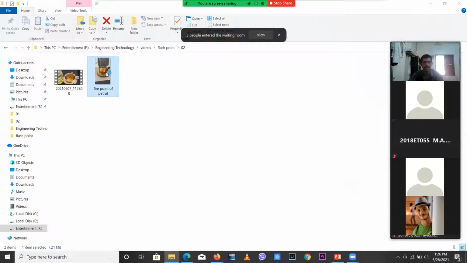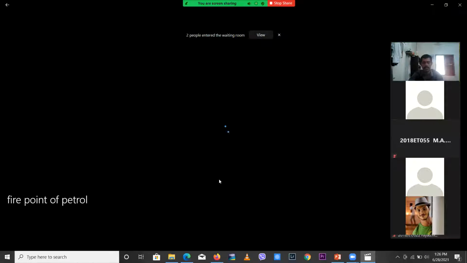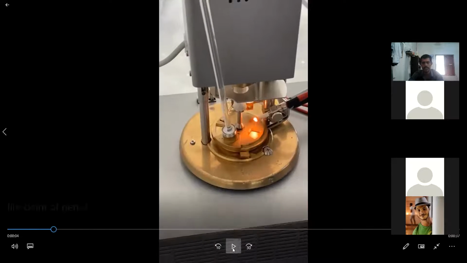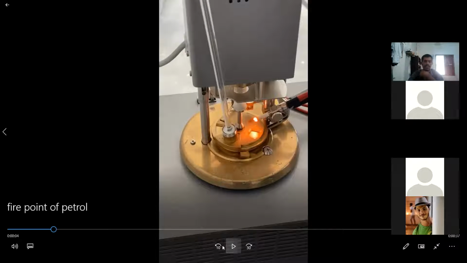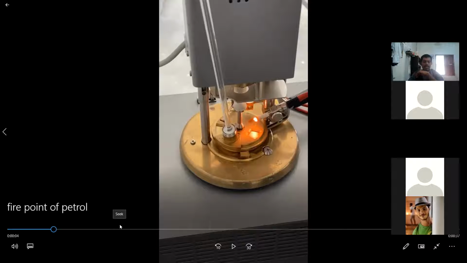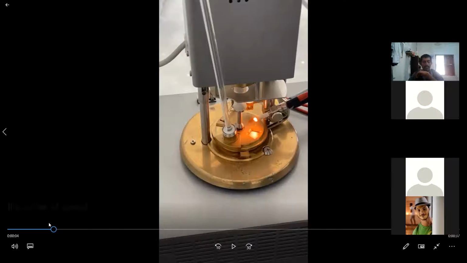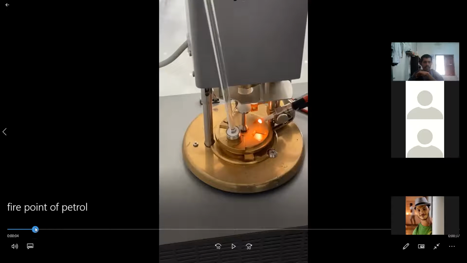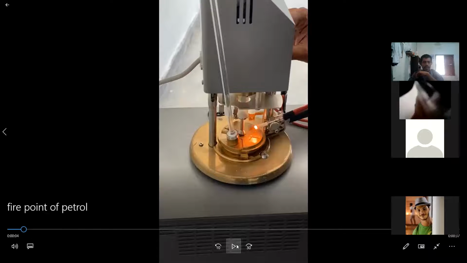We recorded another video separately inside this cup. You can see that it is burning. It is not a flash, it is burning. That means it already reached the fire point. That is what we find out from this experiment.